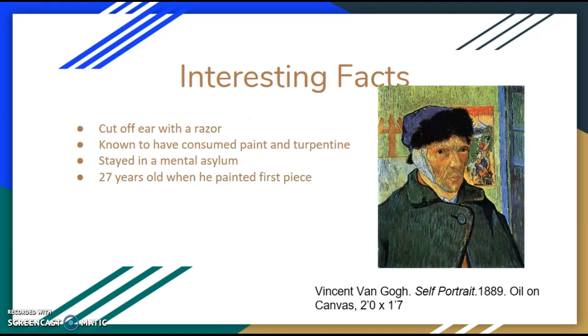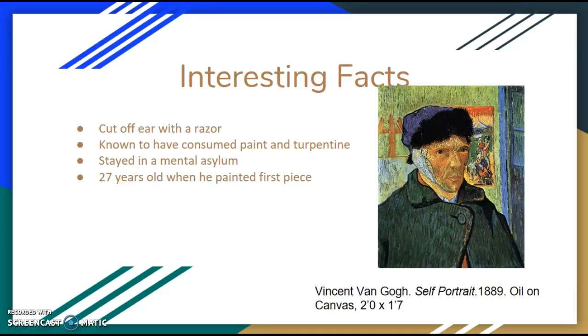An interesting fact, he cut off his ear with a razor. He is known to have consumed paint and turpentine. He stayed in a mental asylum, and he was 27 years old when he painted his first piece. And to the right is a self-portrait, created in 1889, and it's an oil-on-canvas painting.